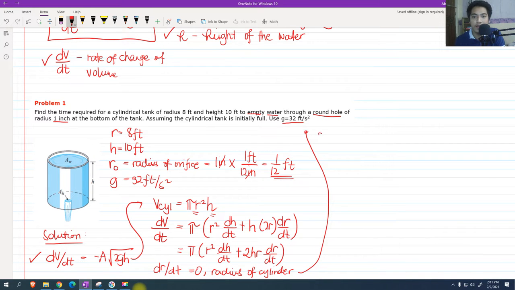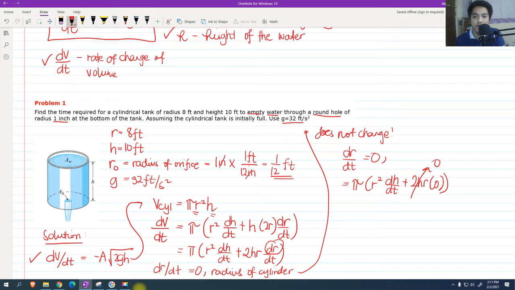Okay, the cylinder does not change, so if that does not change, there is no change in dr. Technically, in this term, 2hr multiplied by dr over dt, where dr over dt equals 0, this would become pi r squared dh over dt plus 2hr multiplied by 0. So technically this would be 0.